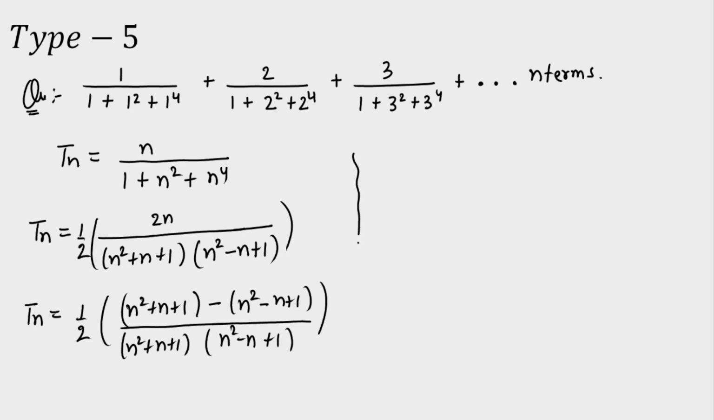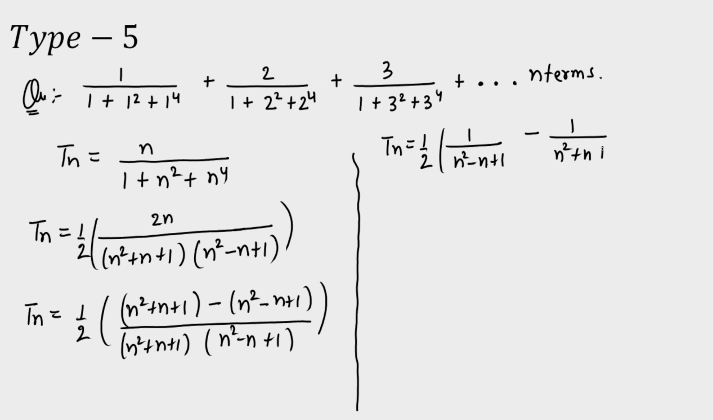Now let's write this separately. So from here, t of n will be equal to 1 by 2 times of 1 upon n square minus n plus 1 here and minus 1 upon n square plus n plus 1 here. So our strategy will be same every time. We're going to split nth term as a difference of two terms so that you will see a beautiful telescopic series here.